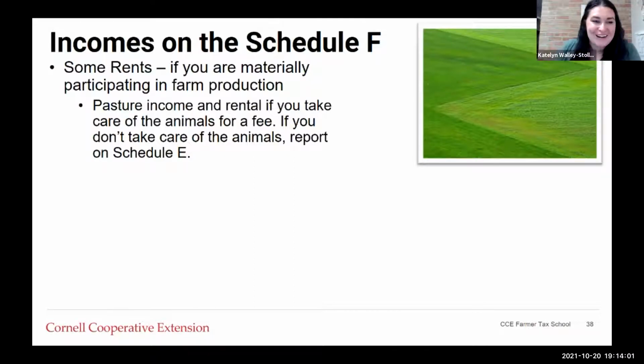If you are renting out land that you do have management control over, that does get claimed on your Schedule F as farm income. So an example of this is if you had some pasture land that you were renting out to another farm, and at that point you were responsible for keeping track of the animals that are on the pasture, maintaining the fence, things like that, that is considered an income for your specific farm business.